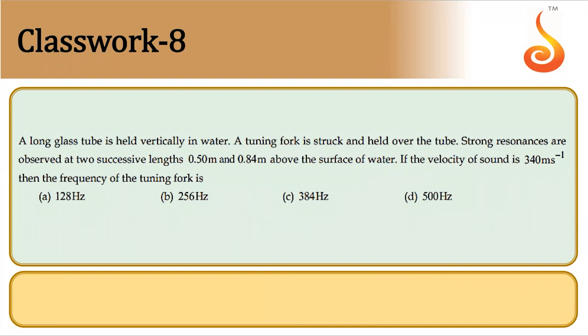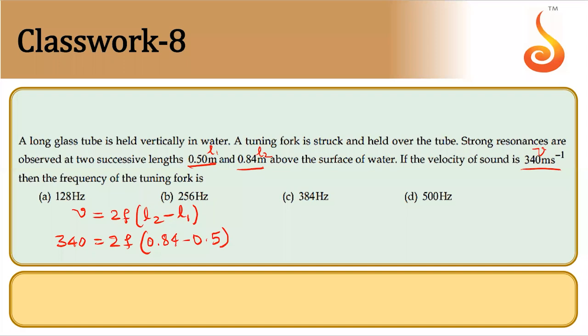See, the lower length, the shorter length, let it be L1, and the longer length L2. These two are resonating lengths. So velocity of sound in air is given by 2f into L2 minus L1. This is the formula you use in practicals. So we need to solve for f. So 340 equals 2f into 0.84 minus 0.5. Make sure that everything is in SI units.